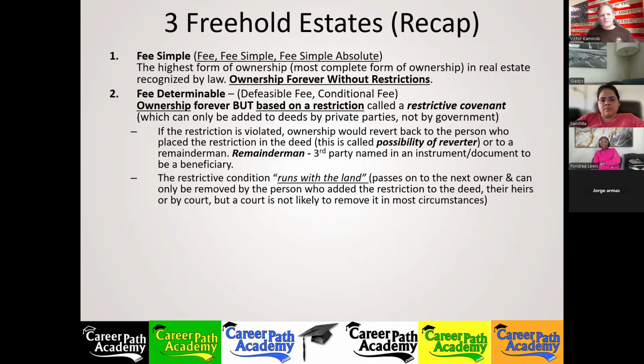But it's too restrictive of a requirement. Or if it was an illegal restriction, like a discriminatory restriction, saying you can't sell the property to a person of color or a person of this religion or what have you. That's an illegal restriction because it's discriminatory. Then a court could remove it.